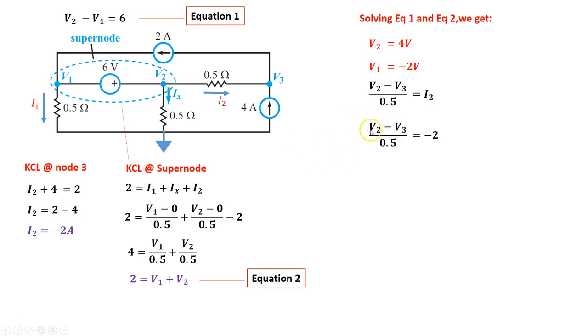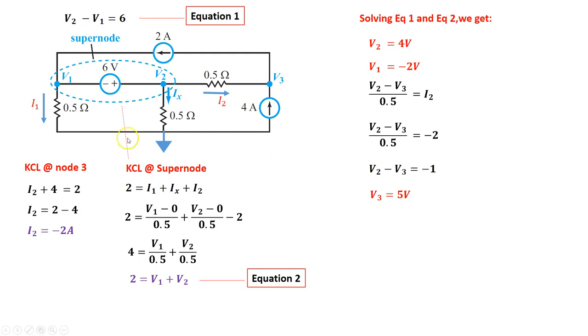Right? Now from here, if I move 0.5 this way, 0.5 times negative 2 is negative 1, so V2 minus V3 is negative 1. We calculated V2 to be 4 volts already, so 4 minus V3 equals negative 1. In other words, V3 is equal to 5 volts. Okay, so we figured out the 3 node voltages that we were asked for.